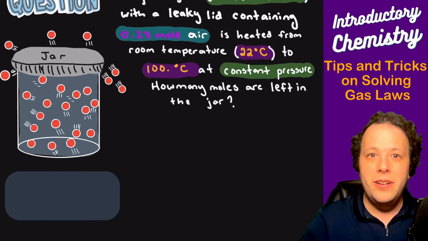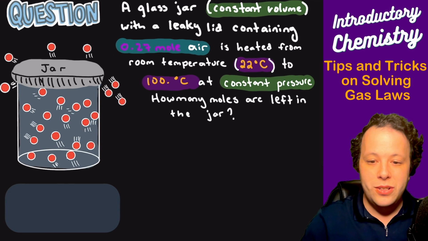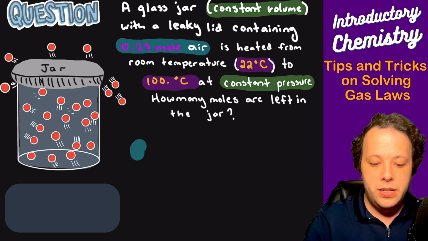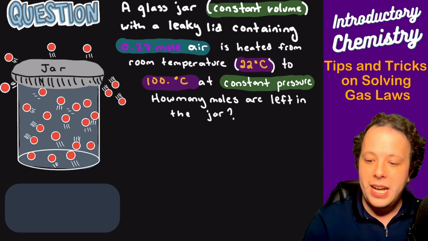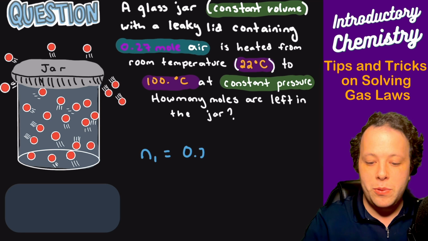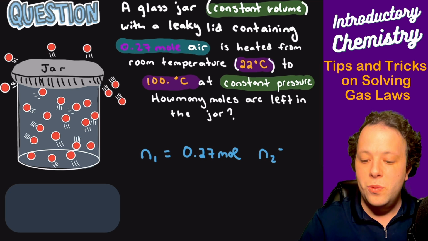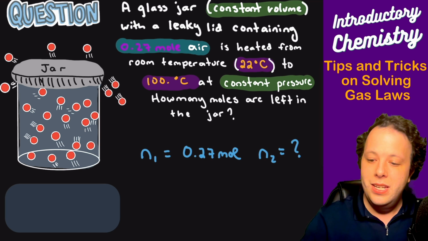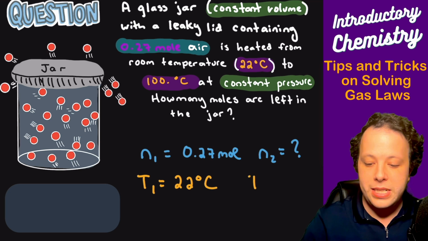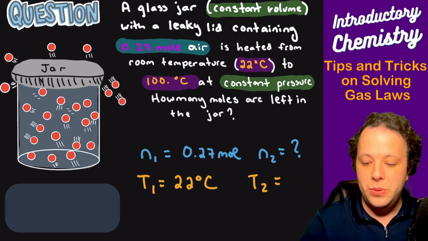So what formula are we going to use here? Let's also list out what we have. In this problem, N1 is equal to 0.27 moles. We want to know what N2 is. And then we were given 2 temperatures. So we had 22 degrees Celsius, and then T2 was 100 degrees Celsius.